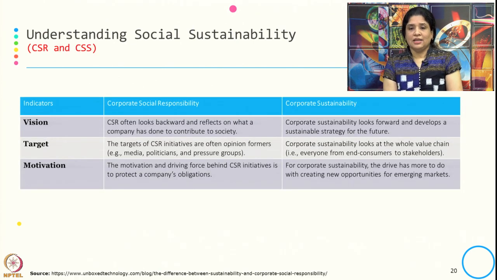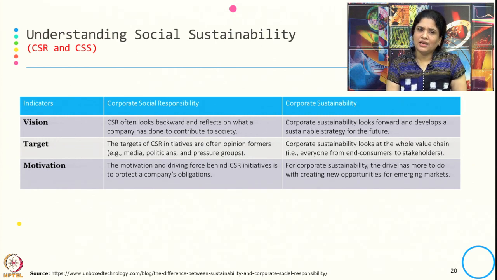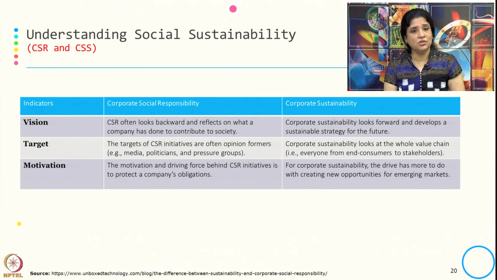Now, since we have discussed two things, corporate social responsibility and corporate social sustainability, let's understand what may be the difference between CSR and CSS, because in many cases we use them interchangeably, but there are certain differences between them. Here is one way it is summarized with respect to vision, target and motivation, and in the next slide we will see other ways to differentiate between the two.